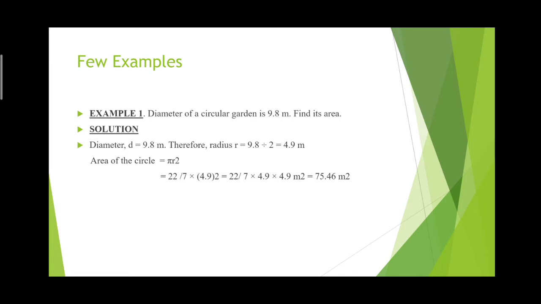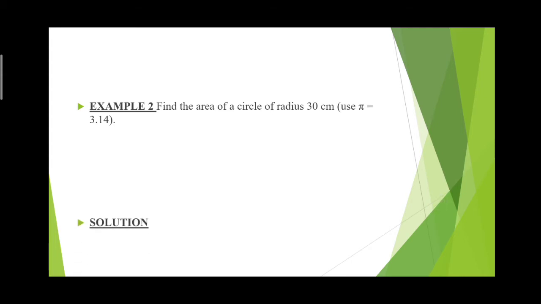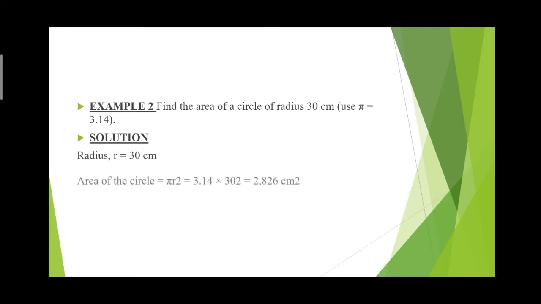Area of the circle is equal to pi r square, which is equal to 22 by 7. We put the value of r is equal to 4.9, squared, so 22 by 7 into 4.9 into 4.9 meter square is equal to 75.46 meter square. And I have an example 2. Find the area of a circle of radius 30 centimeters and use pi is equal to 3.14. Solution. Radius is given, r is equal to 30 centimeters, and area of the circle is equal to pi r square, which is equal to 3.14 into 30 squared, which is equal to 2826 centimeter square.